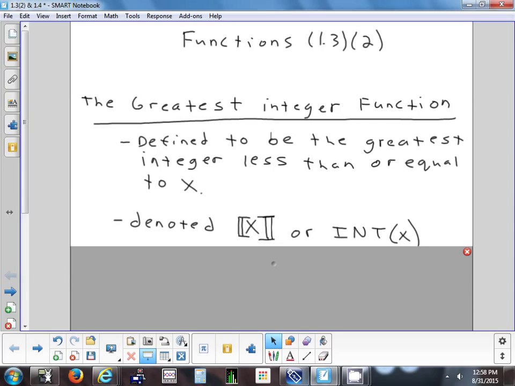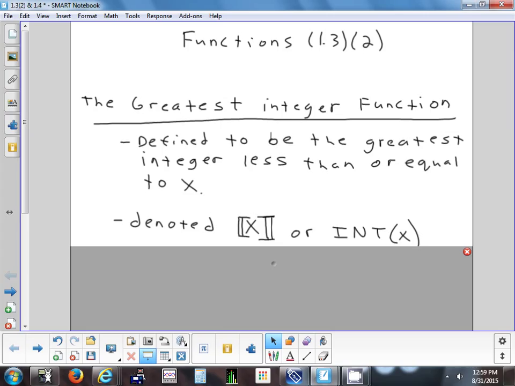Let's try an example. What's the greatest integer you can think of that's less than or equal to 2? Yeah, Andrew? Would be 1. Is there any integer that's bigger than that, that's less than or equal to 2? 2. 2 is the biggest integer that's less than or equal to 2.